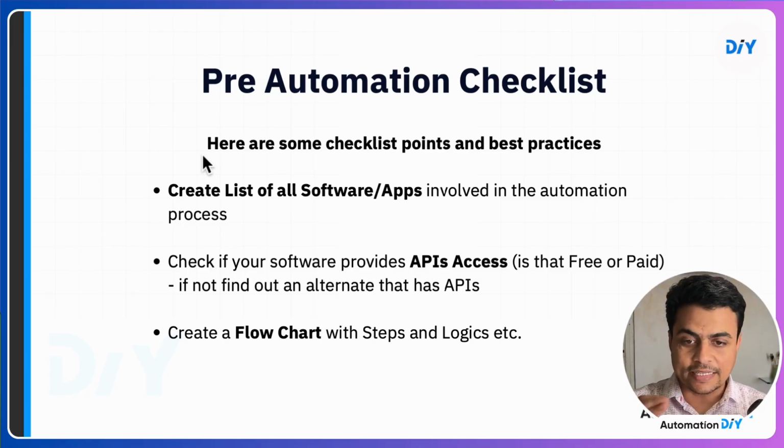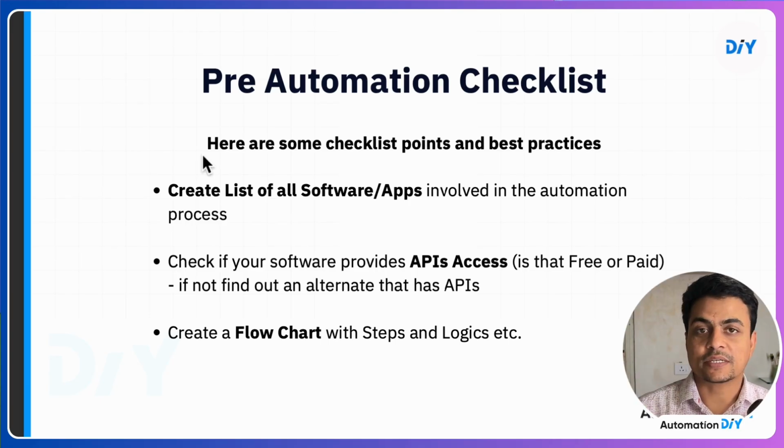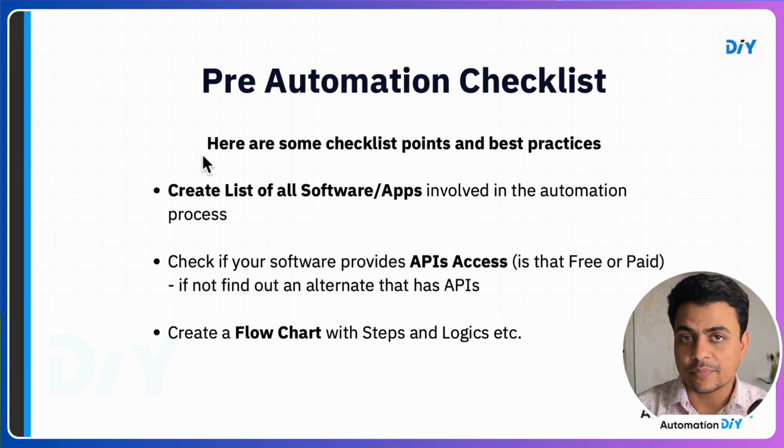What is the process? As I said, there are a couple of checklist points and best practices we should follow. Number one, before you create any automation, ensure you create a list of all the software and apps that are going to be used inside that particular automation. Now, what can all those apps be? Let's say, for example, you're building a social media posting scenario, you want to store data in some Google Sheet or maybe some spreadsheet or database. Then you want to generate content using ChatGPT-kind of AI.